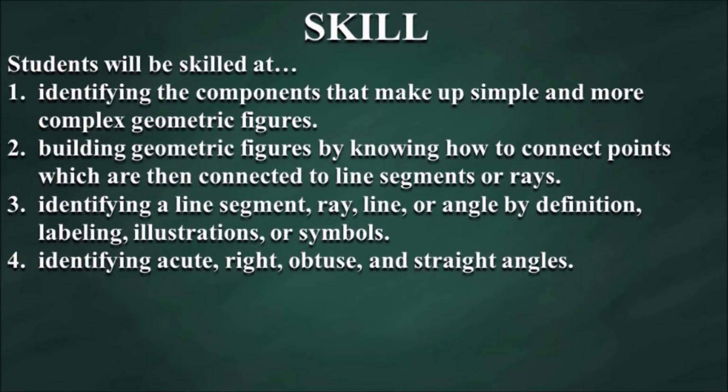Skills. Students will be skilled at identifying the components that make up simple and more complex geometric figures. Students will be skilled at building geometric figures by knowing how to connect points, which are then connected to line segments or rays. Students will be skilled at identifying a line segment, line, ray, or angle by definition, labeling, illustration, or symbols. Students will be skilled at identifying acute, right, obtuse, and straight angles.